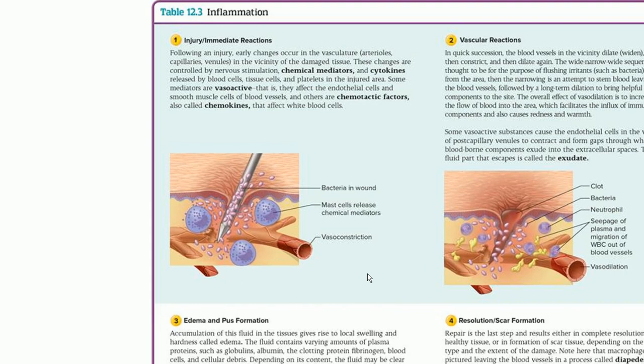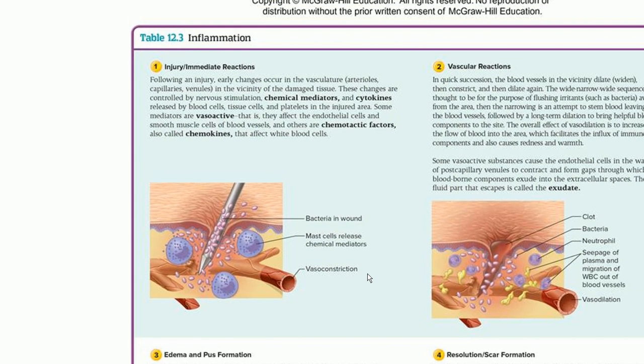So first of all, inflammation takes place where there is an injury, and following an injury, early changes occur in the vasculature, which is the arterioles, capillaries, and the venules in the vicinity of the damaged area. These are all blood vessels. So when there is an injury, these changes take place in the blood vessels. These changes are controlled by some chemical mediators and cytokines, which are released by blood cells, tissue cells, and platelets in the injured area.